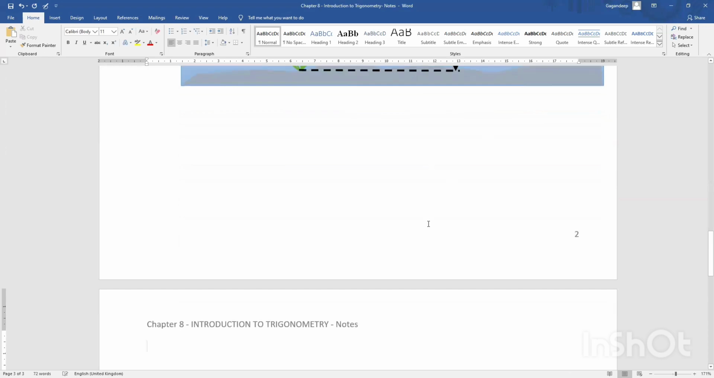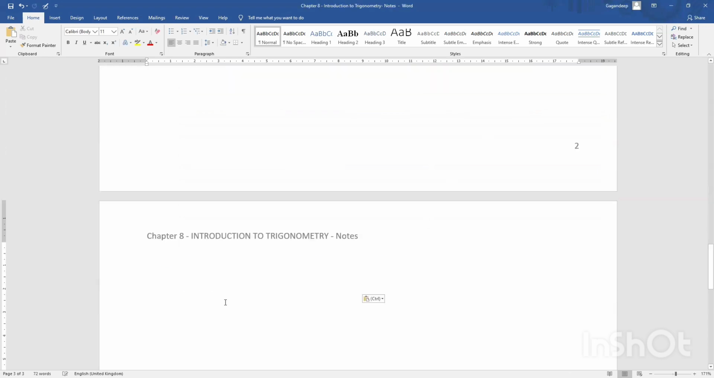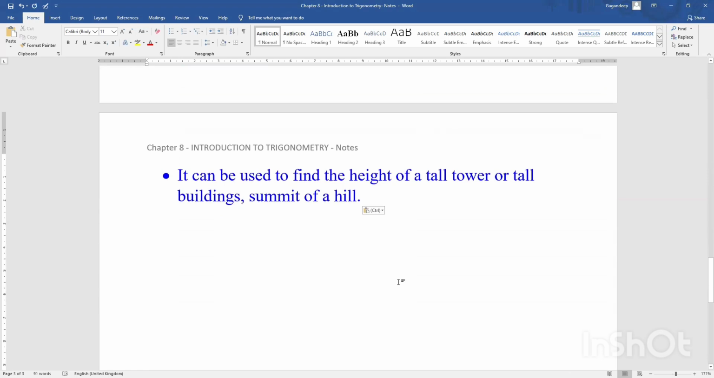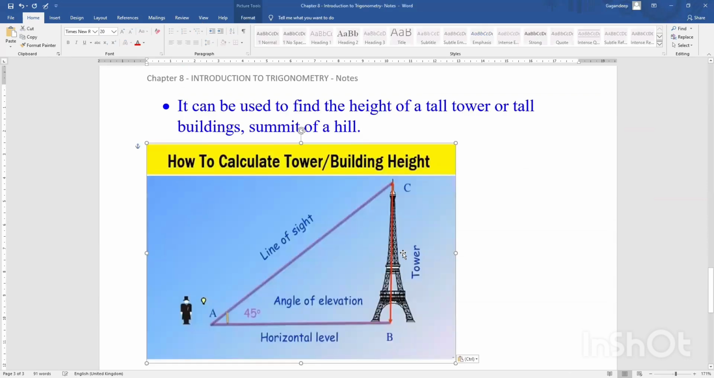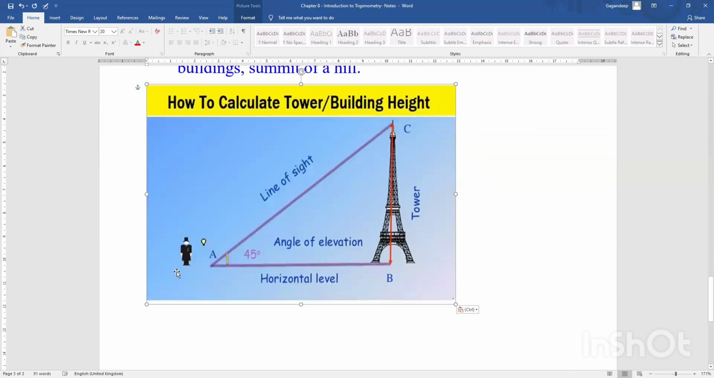The next one is that it can be used to find the height of a tall tower, a tall building, or the summit of a hill. Let me put some pictures for this. See how to calculate tower or building height. Here you're going to learn how to find the approximate height of the tower without actual measurement, using the knowledge of trigonometry.